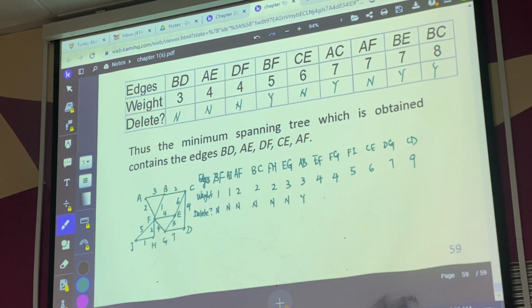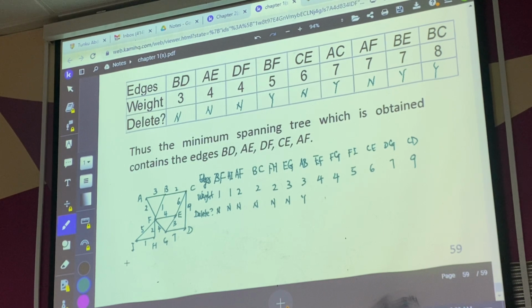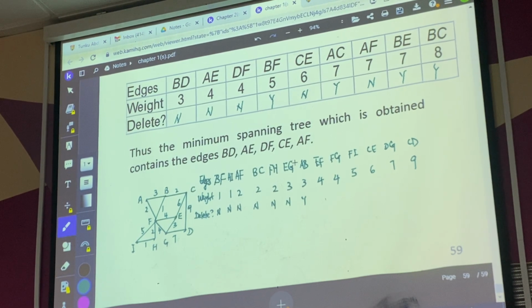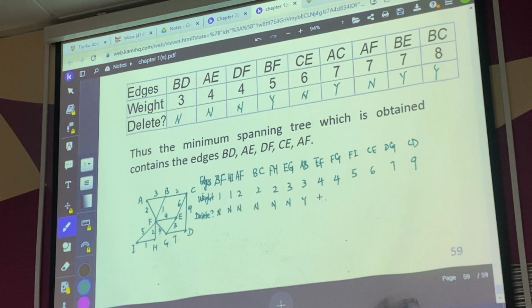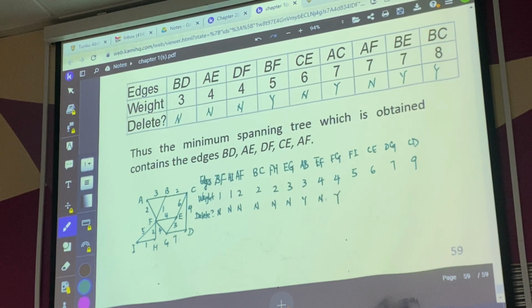How about EF? EF? Not delete or delete. Just now you have EG right here. And then do you have FG? Not yet, right? Not yet. It's because my FG I write at the back. So I can choose EF first. So this one no delete, then this one should be delete. Yes.